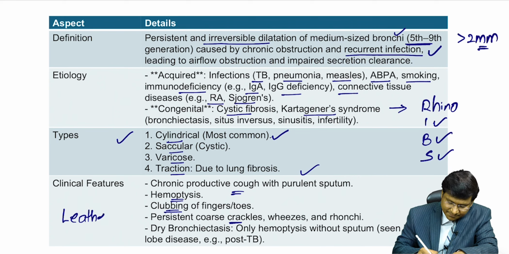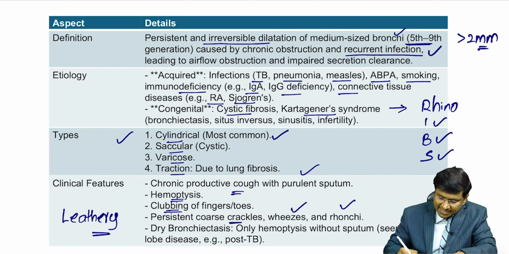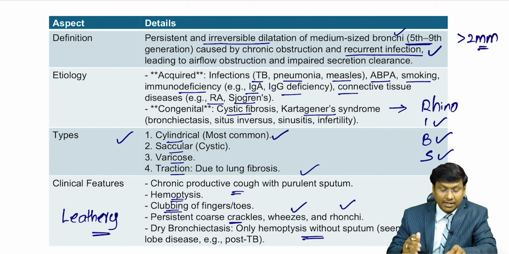Then we have a form of bronchiectasis called dry bronchiectasis, which is nothing but Bronchiectasis sicca. Now what do you understand by this word Bronchiectasis sicca? It's a form of dry bronchiectasis. There is no sputum production at all. Now in which condition do you come across this dry bronchiectasis? It is observed in patients with tuberculosis, post-tuberculosis.